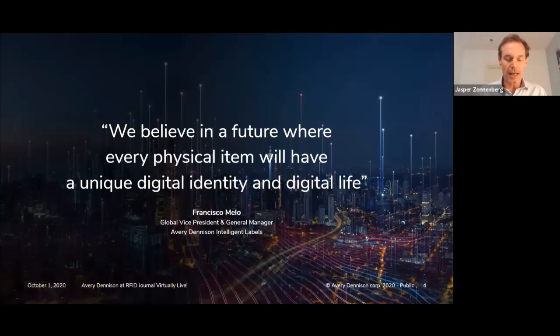Now, a real firm belief under everything we do in Avery Dennison for RFID, and the commitment and the strategy that we have around it, is all based on the fact that we believe that ultimately every physical item will have a digital twin. This will allow ultimately all items to be connected, and that should also allow for traceability in the supply chain, but also for consumer engagement.